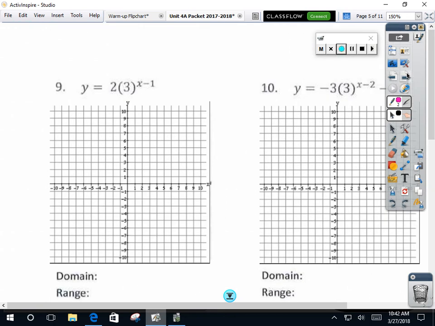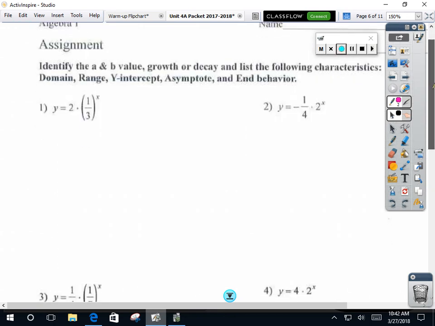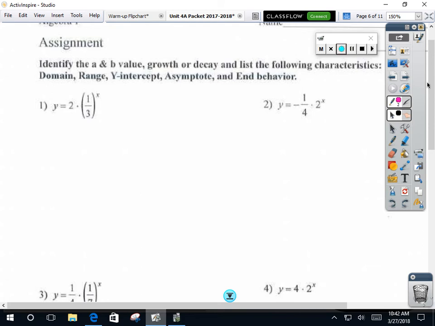Shh, calm down. All right, number 1, the directions say identify the A and the B value, growth or decay, and list the following characteristics: domain, range, y-intercept, asymptote, and end behavior. So basically what we were just doing, except you're not going to have to what? Graph it. You're just going to be able to put it into your calculator and answer all the questions from there. So what is the A value?